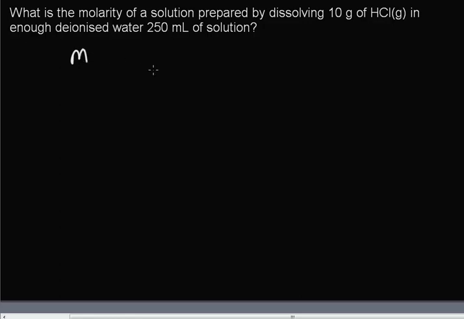Molarity, M, equals the number of moles of solute over the volume of solution in dm cubed.